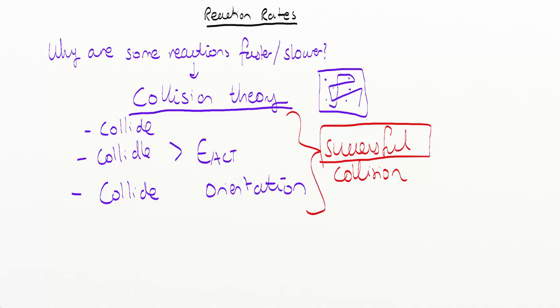When collisions occur but don't meet these criteria, or when particles don't collide, we don't get a successful collision and the reaction does not occur. Instead, the reactant particles just bounce into each other and then bounce away.